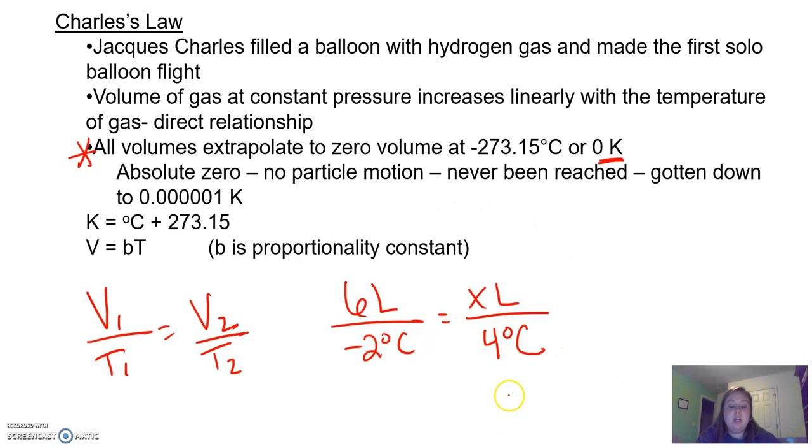Now, if you do this math, you're going to get a negative volume, which is not something that is allowed. It doesn't make any sense. And so in order to fix that problem, you need to have your temperatures on an absolute scale. So we would put that the volume of the balloon is 6 and the temperature of the balloon would be 271 Kelvin. And the volume of the new balloon is what we're trying to find, and the temperature of the new balloon would then be 277 Kelvin. And in doing this, we can make sure that we get a positive volume, which is what we want to have.